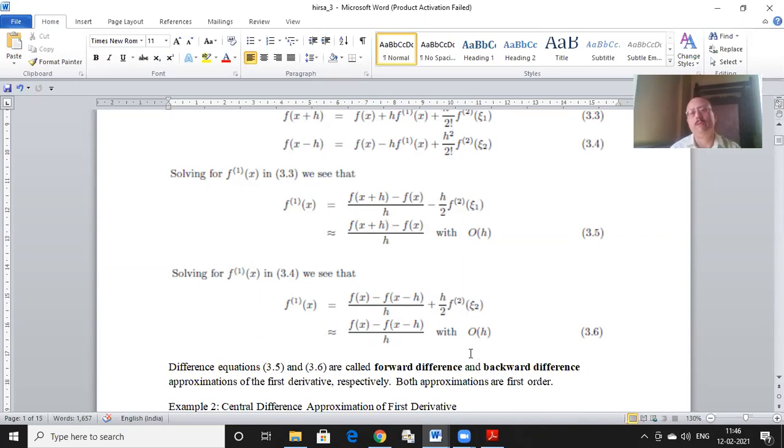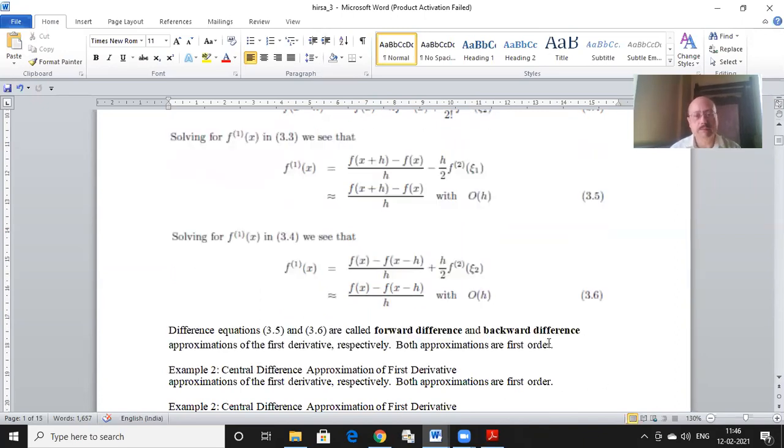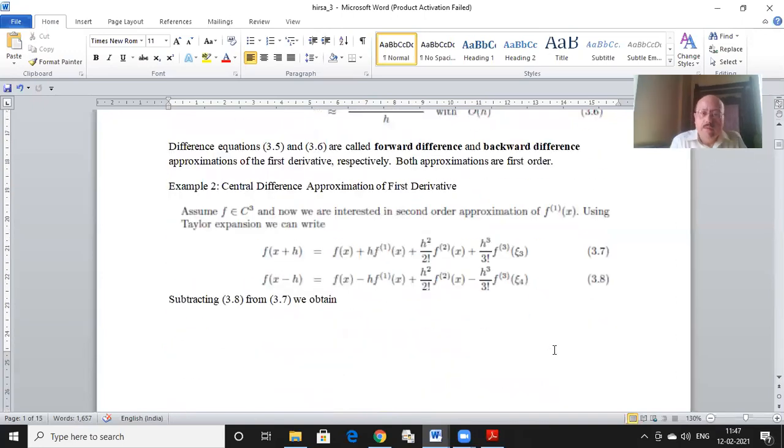Approximations of the first order, because their error is of the order h. I can do better. I know we have the first order, backward and forward, but we can do better. We can combine these two things and get a smaller error. But the cost is I have to assume that the function is smoother. So now suppose my function is C3 and I want to achieve a second order approximation of f1.